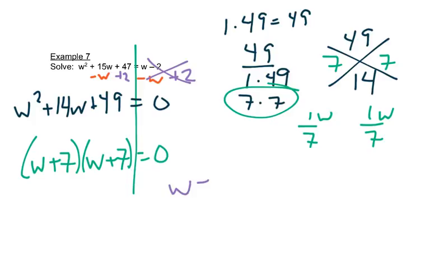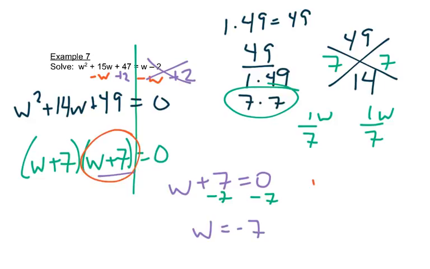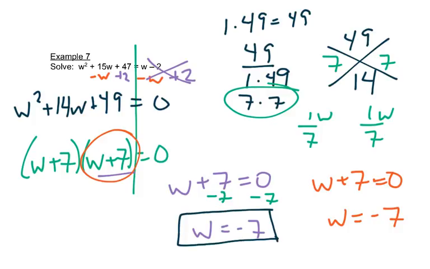Now I can set that equal to 0, subtract 7 from both sides, and I get w equals negative 7. Now if I did it for this other piece, I would obviously get the same thing because I started with the same thing. So there are two answers there, but when we write it into our answer spot on our homework, we only write it once because it's repeated. It's called a double answer.